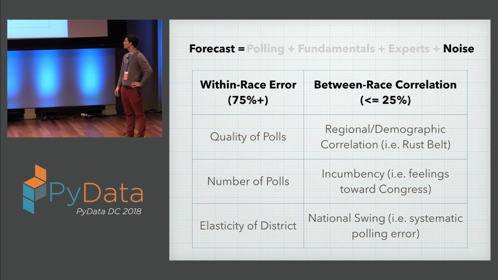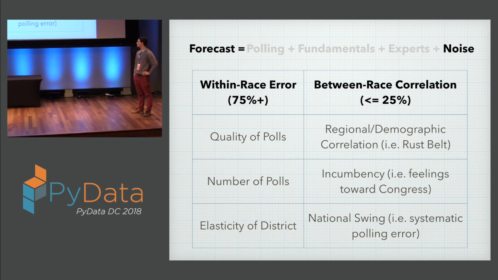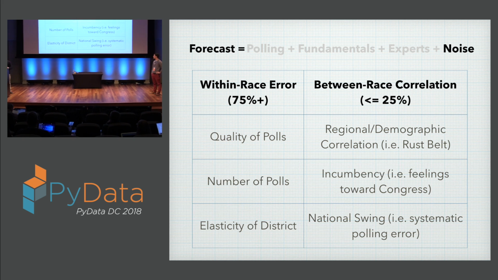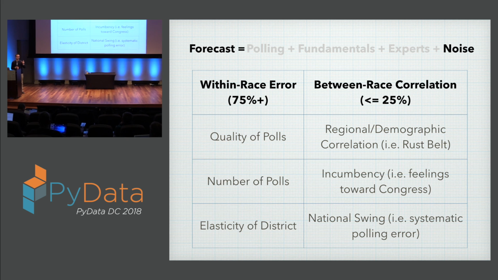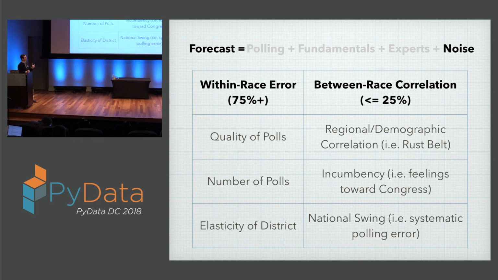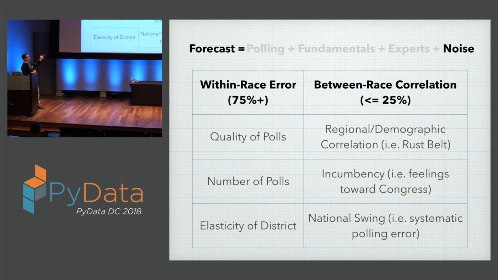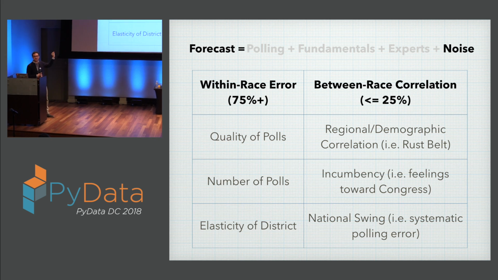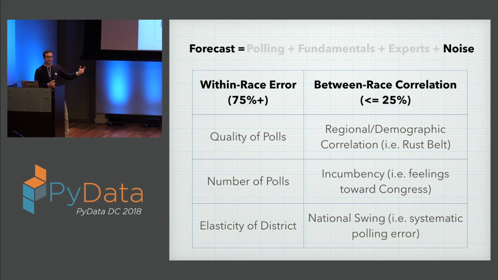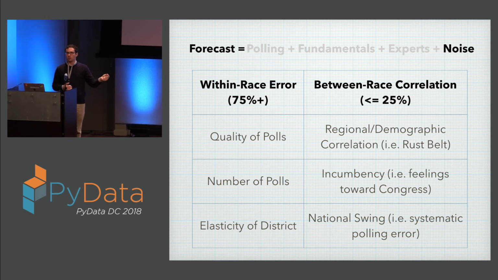And when you think about the noise that 538 puts into their races, or when they simulate races, and we'll talk about this in a minute, or they simulate elections, at least 75% of this error or this noise comes from that within race error. However, there's also a non-trivial component called the between race correlation.